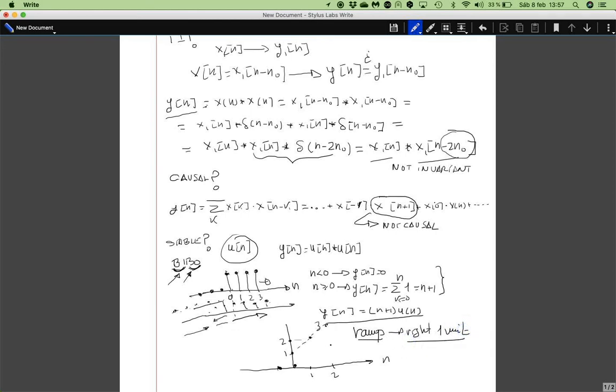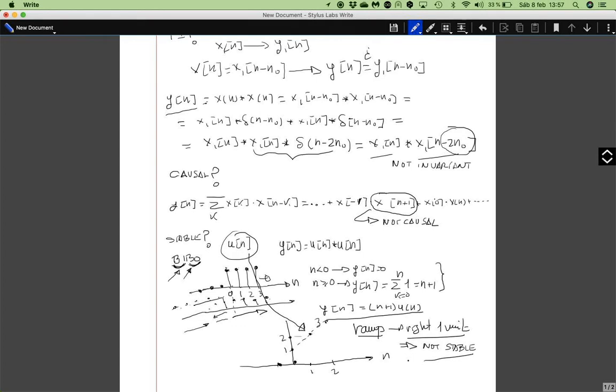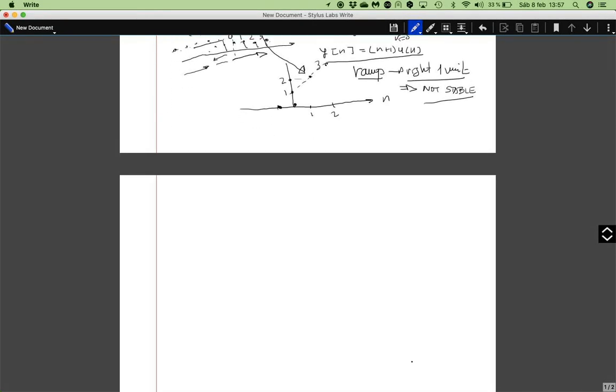Okay, so we are done. Basically, we had a bounded input, which was u of n, and we have demonstrated that the output is unbounded, because the ramp function is unbounded. So basically what we have demonstrated is that the system is not stable. We found a counterexample. Not stable. Okay, so let's keep moving with the exercise.